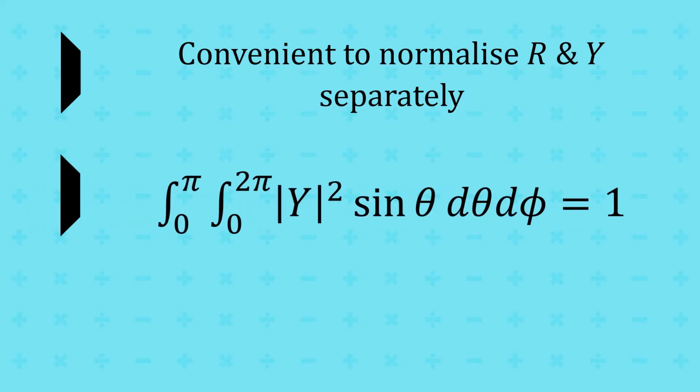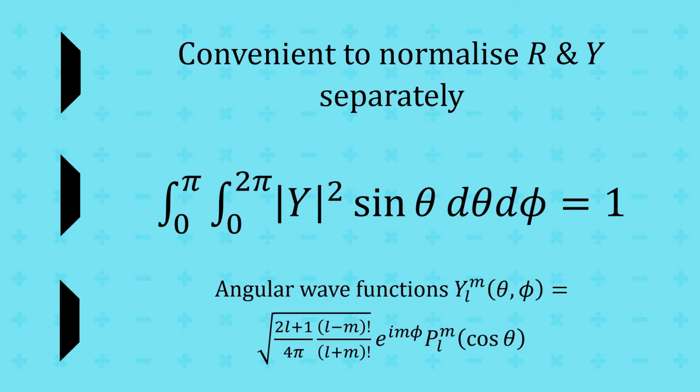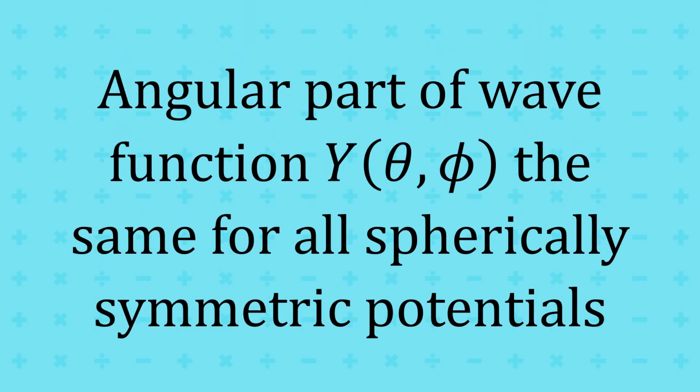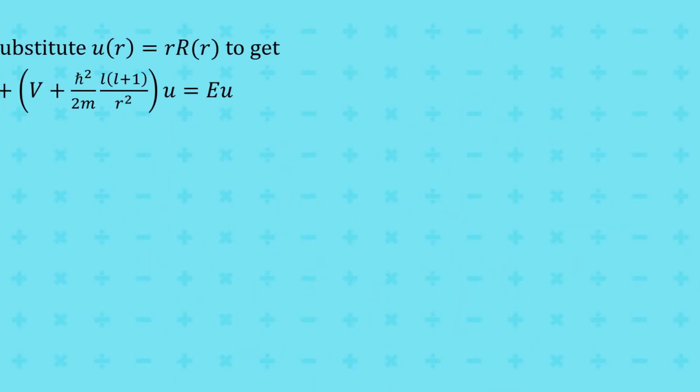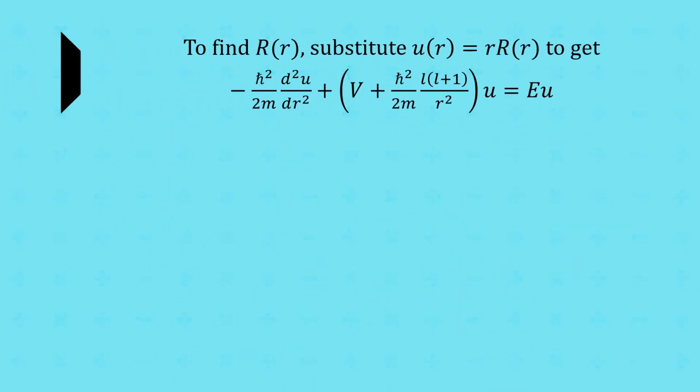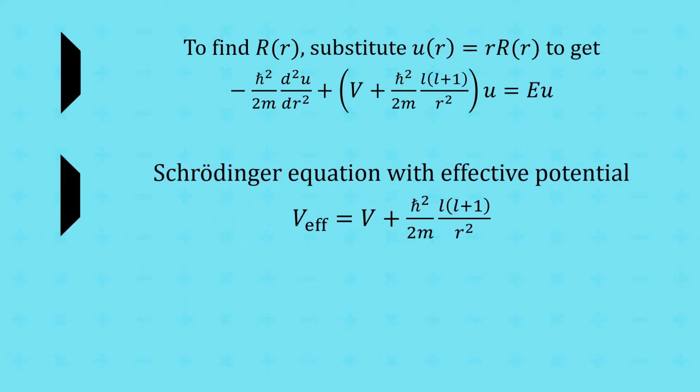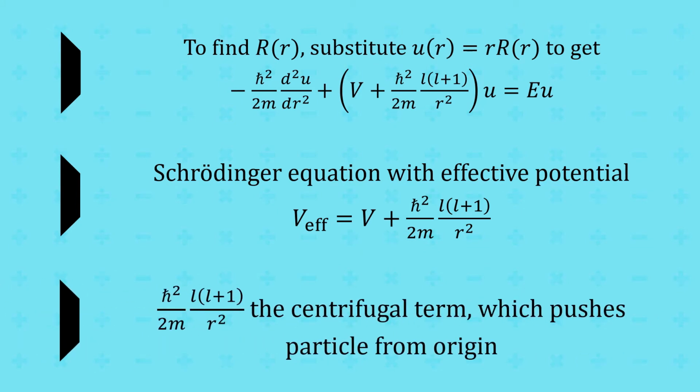The normalization condition is this integral here, but we split it up into these integrals, where d omega is equal to sine theta d theta d phi. It is often convenient to normalize R and Y separately. Thus, we want to satisfy this equation here. It turns out that the orthonormal angular wave functions are the spherical harmonics. The angular part of the wave function is the same for all spherically symmetric potentials. The potential V of r only affects the radial part of the wave function.